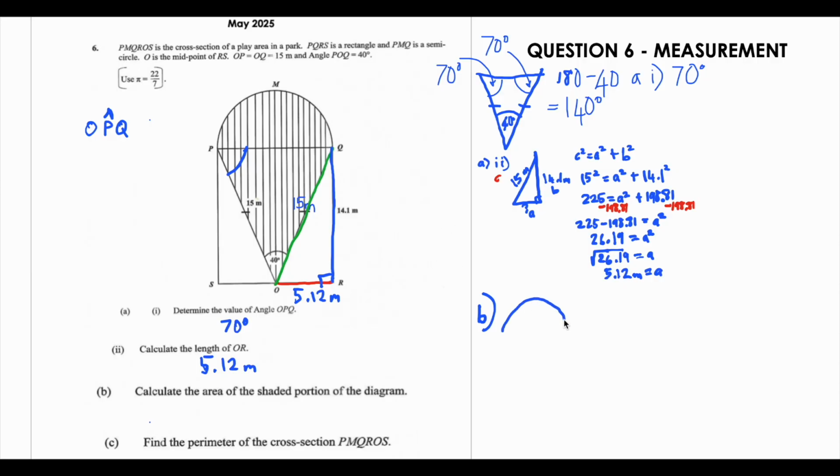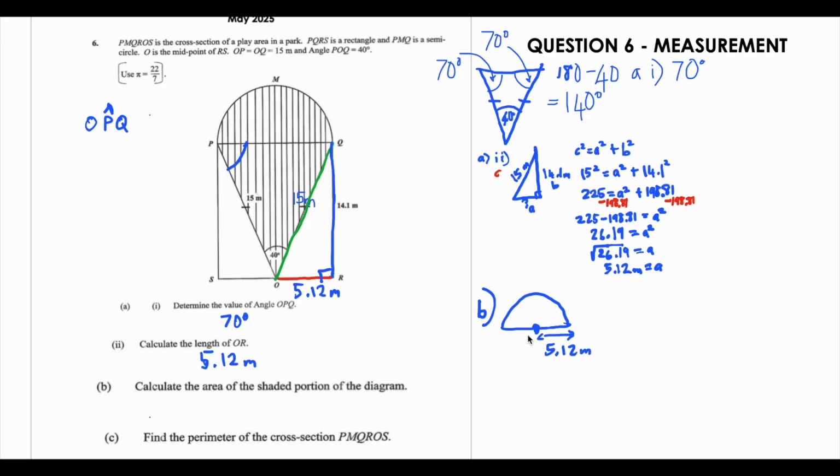So let's say we have a semicircle here. So here to here is 5.2 meters. Now usually the area of a circle is pi r squared. Now this is for a full circle. As you can tell, this is half of a circle. This is not a full circle. This is half of a circle.